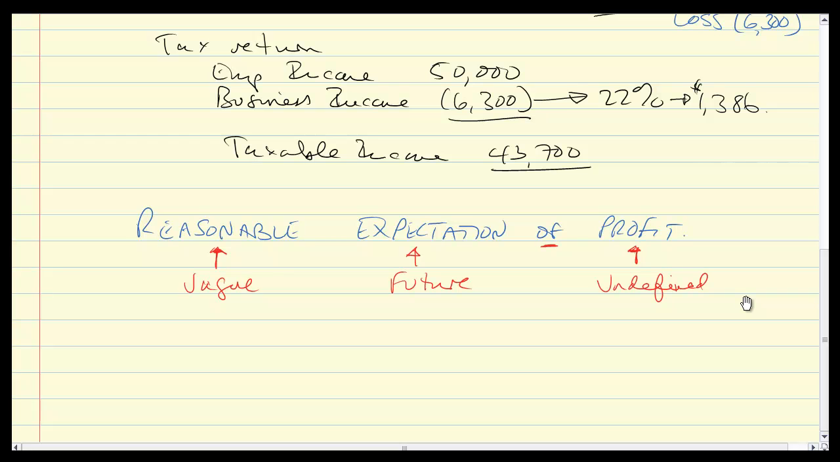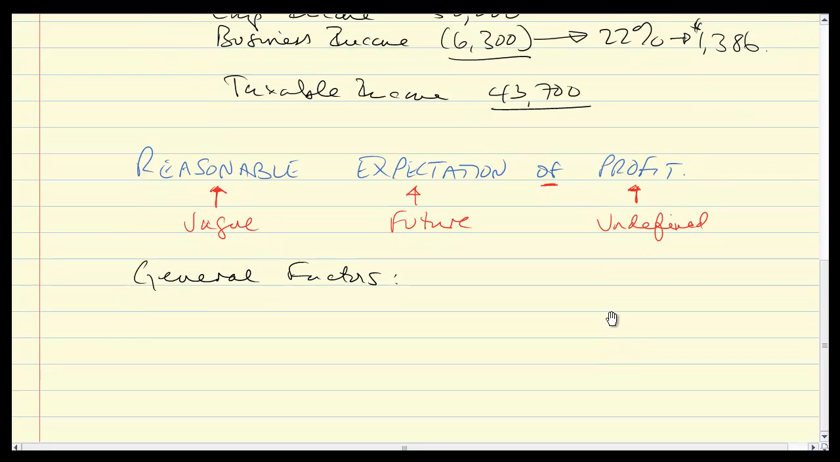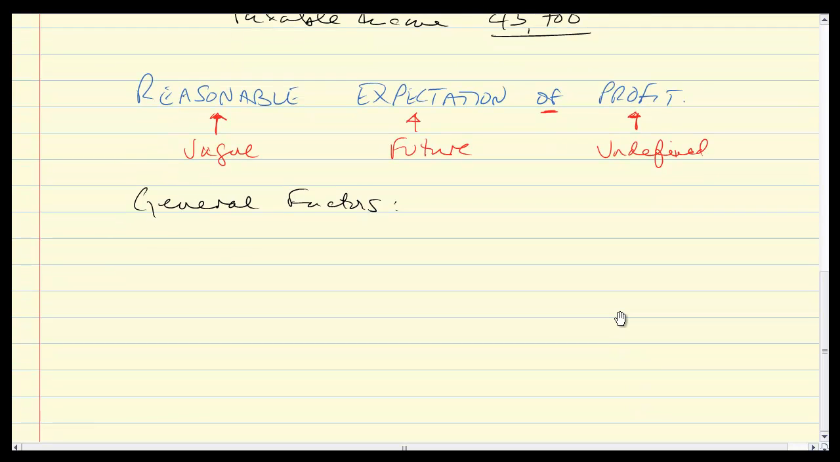And so the CRA has come up with, as you see in your textbook in much more gory detail, these things that they call the general factors. So again, we're back into this place, just like residency, just like self-employed versus employed. We're trying to figure out how do we figure out if this particular business enterprise has a reasonable expectation of profit. There is no test that's going to answer that question for us.